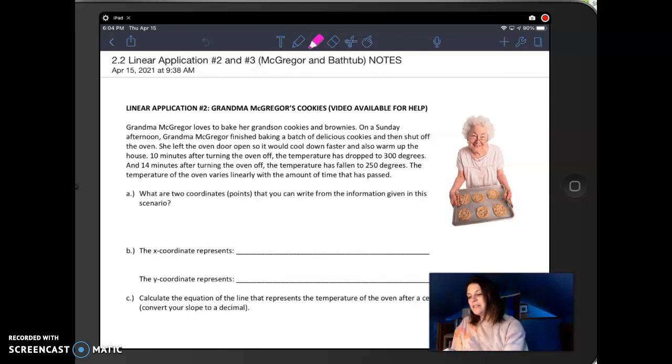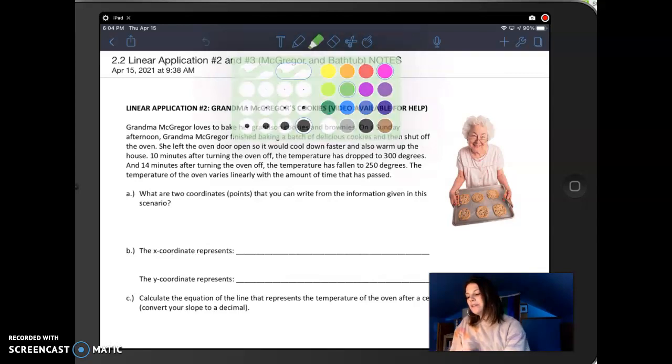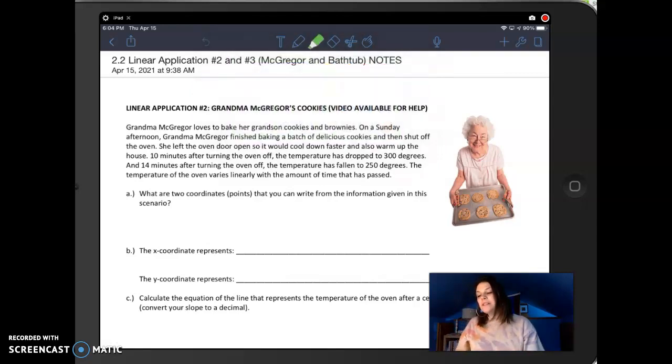All right, so it says Grandma McGregor loves to bake her grandson cookies and brownies. On a Sunday afternoon, she is baking a batch of delicious cookies and then she shuts off the oven. She left the oven door open so it would cool down faster.